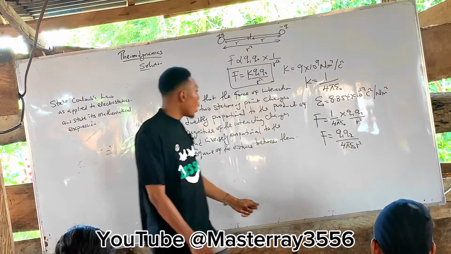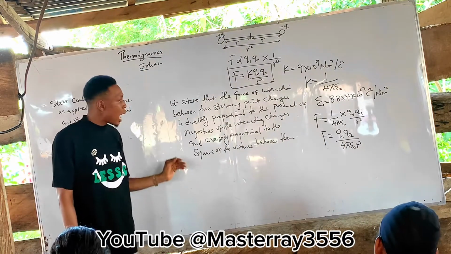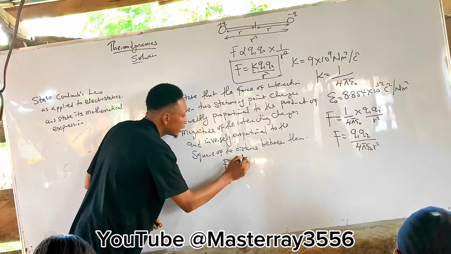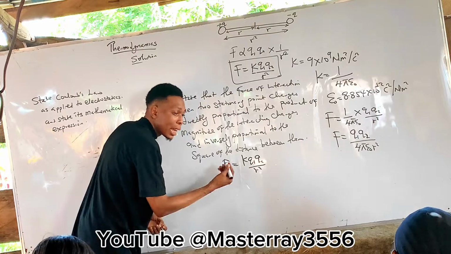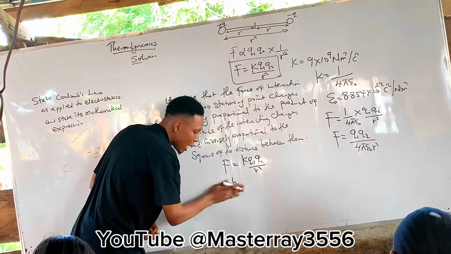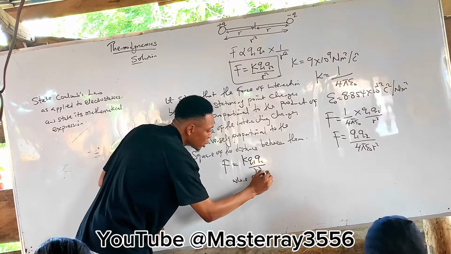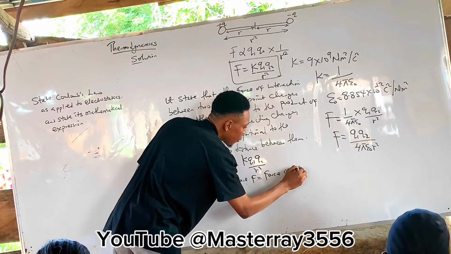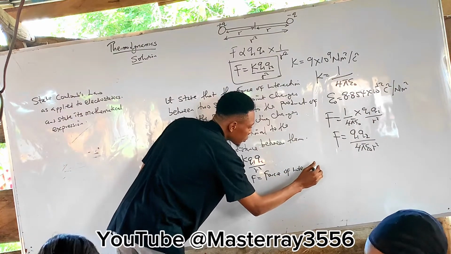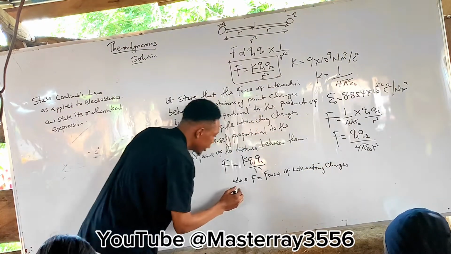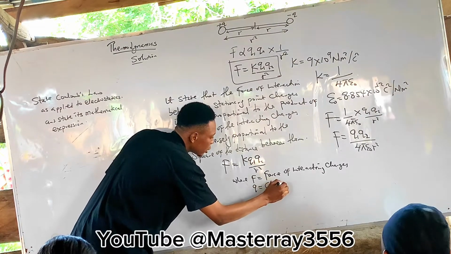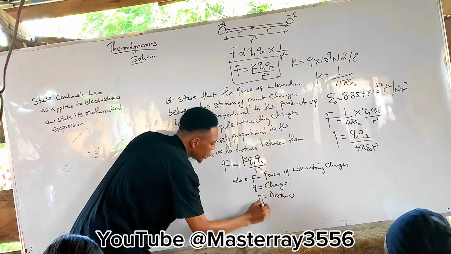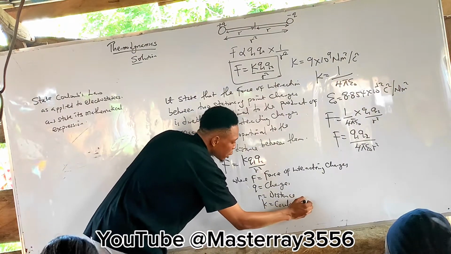So according to this question, you were asked to state Coulomb's law, and this is it, and also state the mathematical expression, which is this. So you write F is equal to K Q1 Q2 over r square, where F represents the force of attraction or repulsion, or force of the interacting charges, Q represents the charge, r represents the distance, and K represents the Coulomb constant.